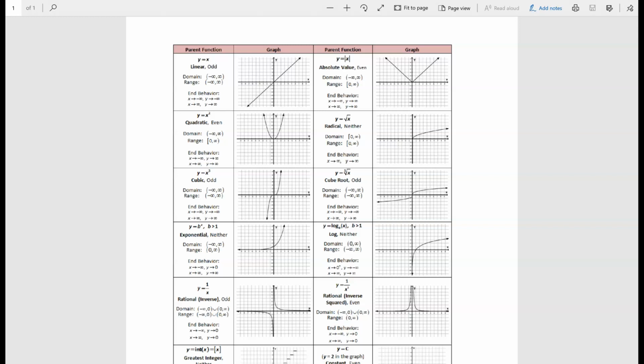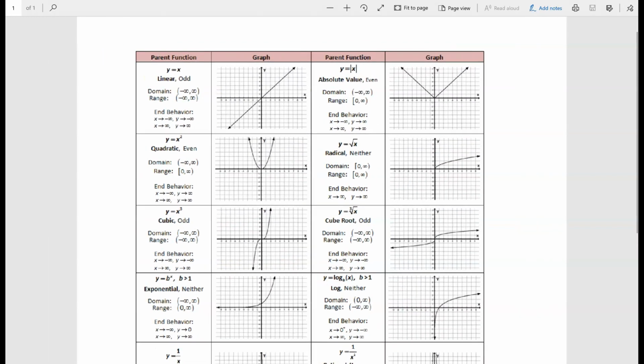In this video, we will talk about the parent functions. We've been talking about different types of functions and doing a lot of things algebraically, but this time we're going to do things graphically. What I have here is basically the parent function and what the shape looks like.